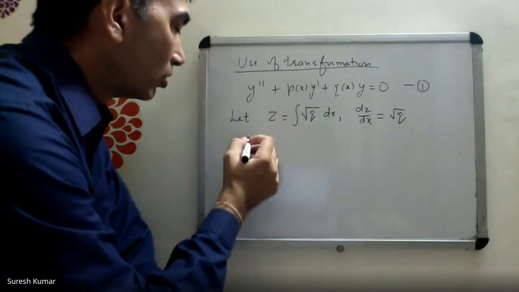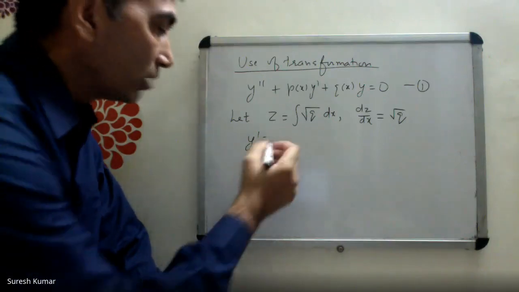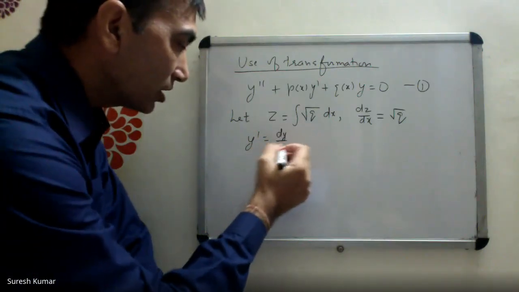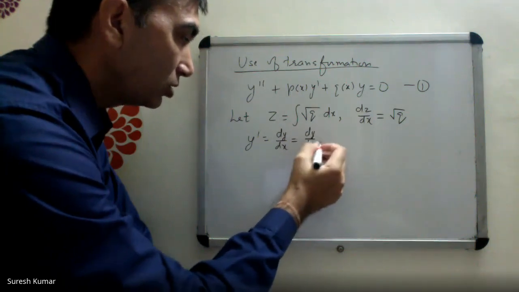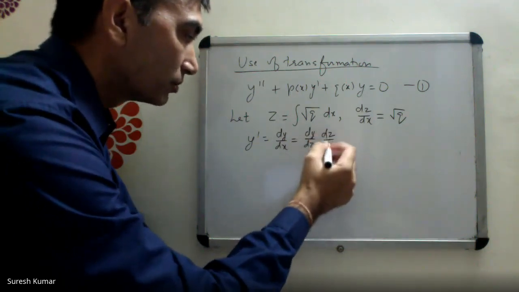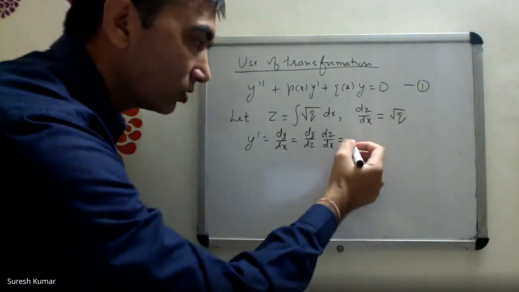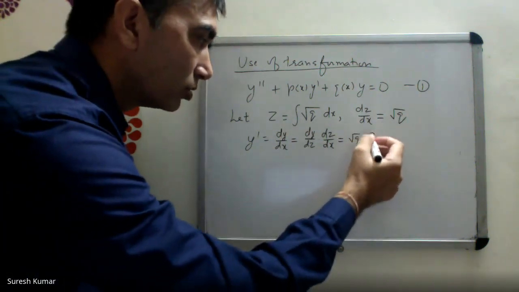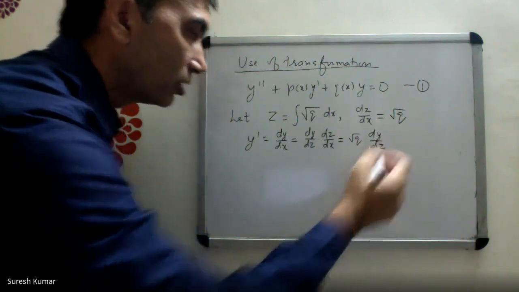So let's see how y prime is transformed. y prime means dy over dx, that you can write as dy over dz into dz over dx. And dz over dx is root q. So you have root q times dy over dz.